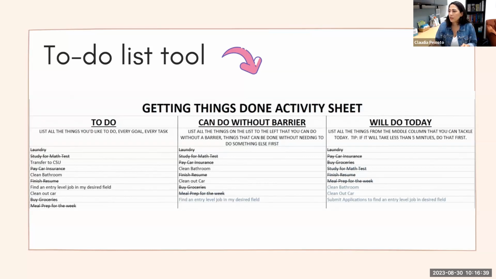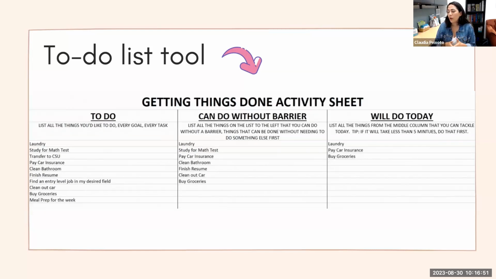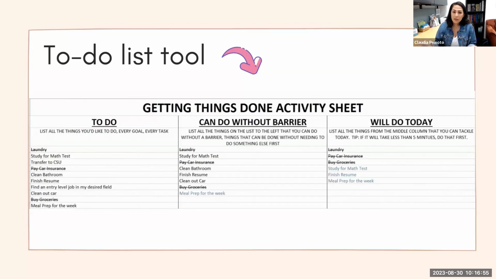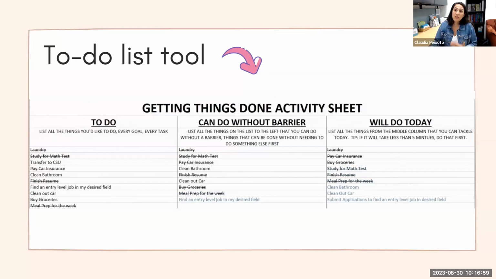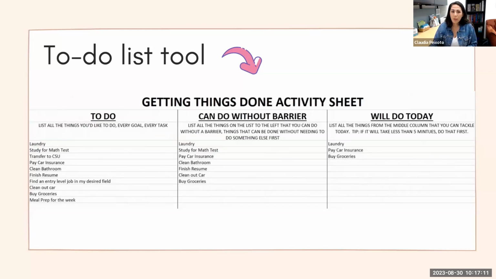So as you start crossing things off on the will-do-today column, you just continue to move things from the middle column into the right column, and then from the left to the middle to the right. And you just keep doing that until everything on your left column to-do list is complete. And then you can keep adding to the list or you can create a new one. But this is a nice activity to do, as I mentioned, especially if you feel like you're constantly bothered by the to-do list in your mind of everything that you need to get done. It's a great exercise to practice.